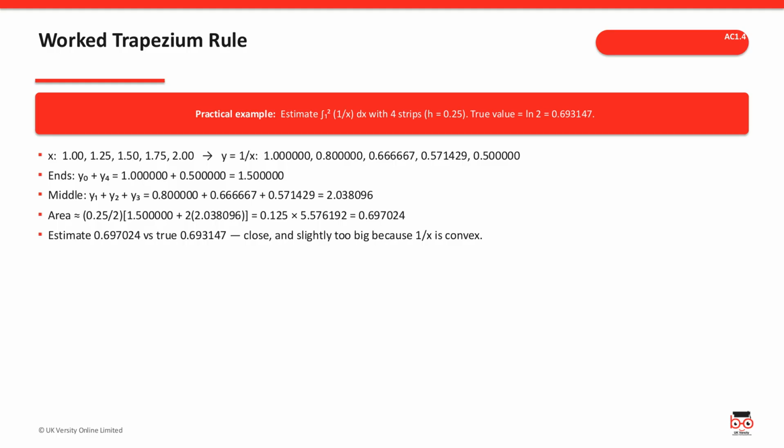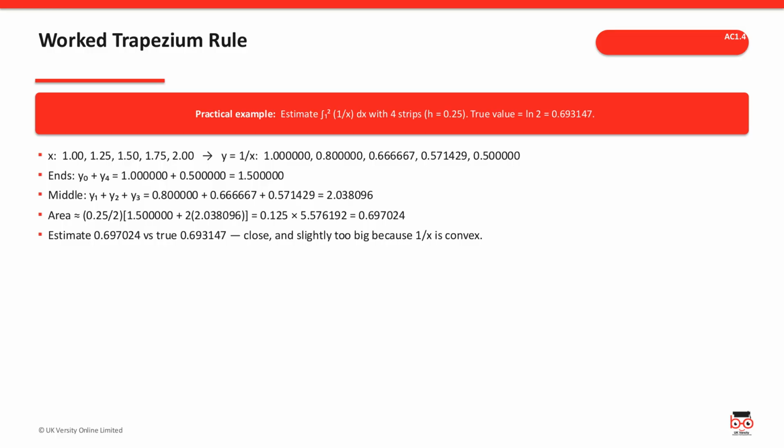Let's estimate the integral of 1 over x from 1 to 2 using 4 strips, so h is 0.25. The true answer, for reference, is the natural log of 2, about 0.6931. Our x values are 1, 1.25, 1.5, 1.75, and 2, and the heights, 1 over x, are 1, 0.8, 0.67, 0.5714, and 0.5.